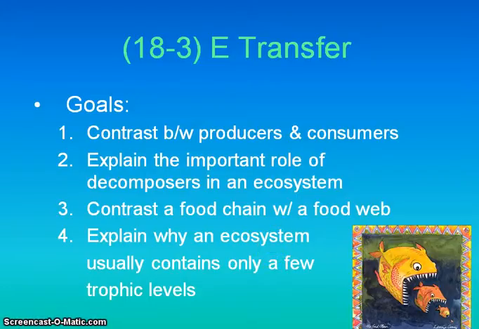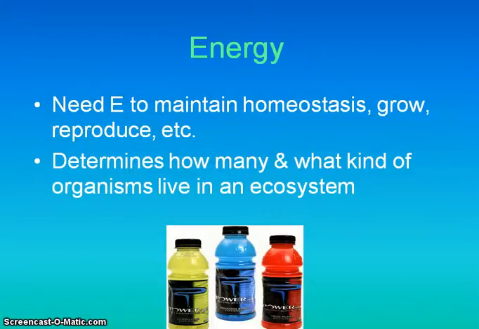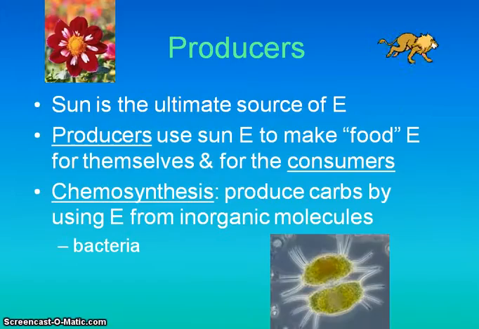In Chapter 18, Section 3, we're going to look at energy transfer through an ecosystem. So you'll need to be able to contrast between producers and consumers, explain the role of decomposers in an ecosystem, contrast a food chain and food web, and then also explain why an ecosystem usually only contains a few trophic levels. So energy is just what's needed to maintain homeostasis, to grow, to reproduce, and it's going to determine how many and what kind of organisms are able to live in an ecosystem.